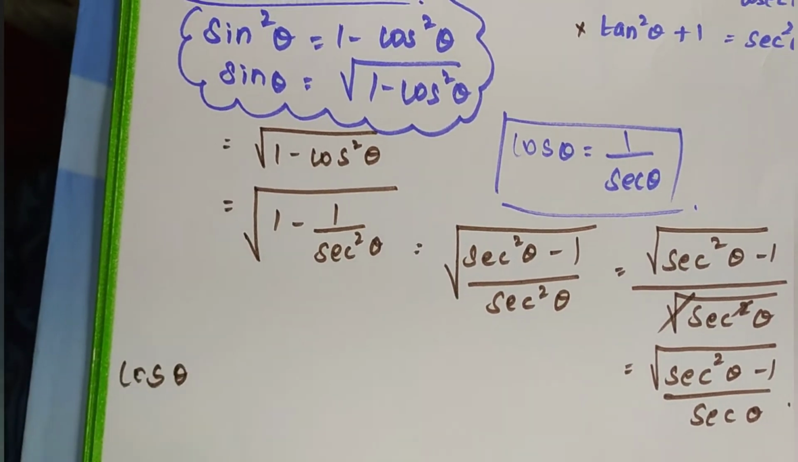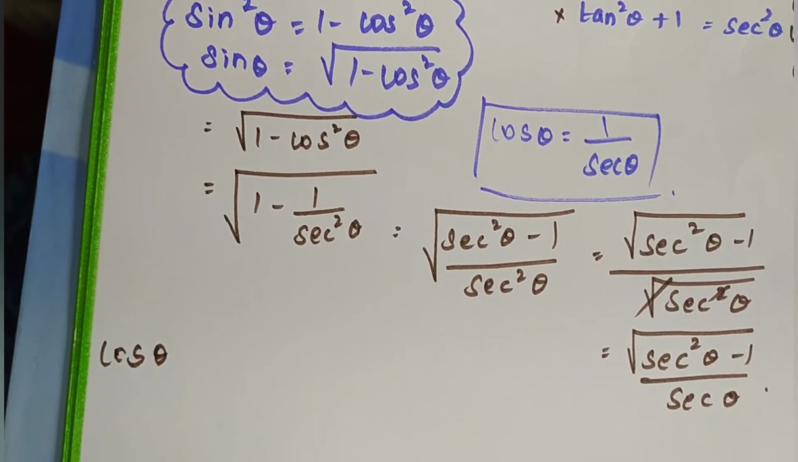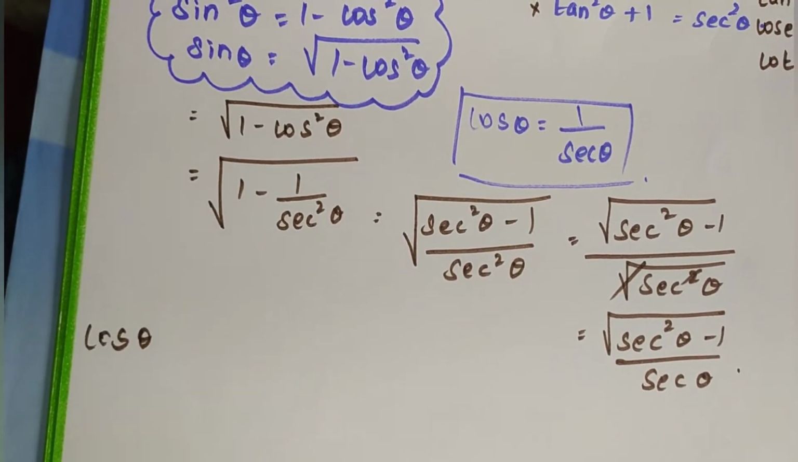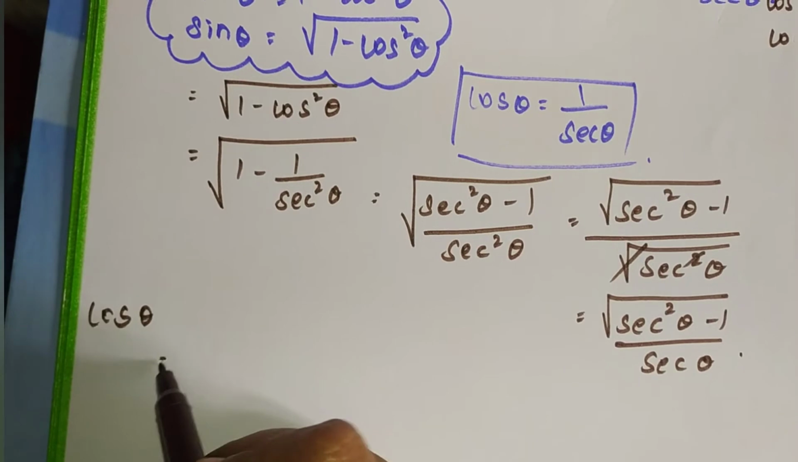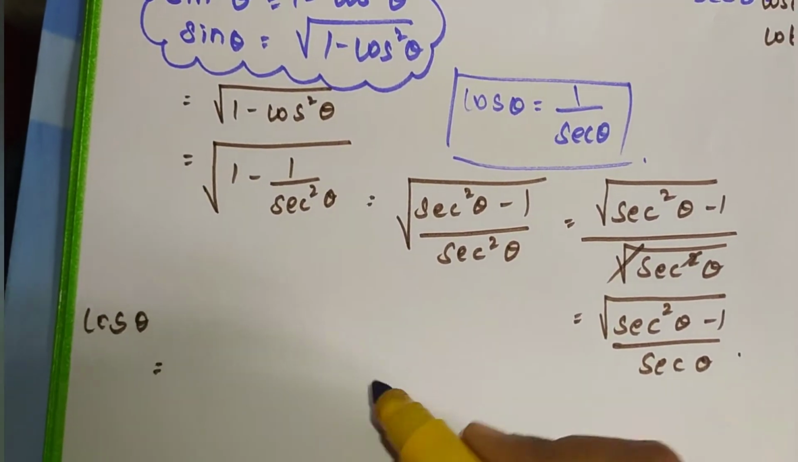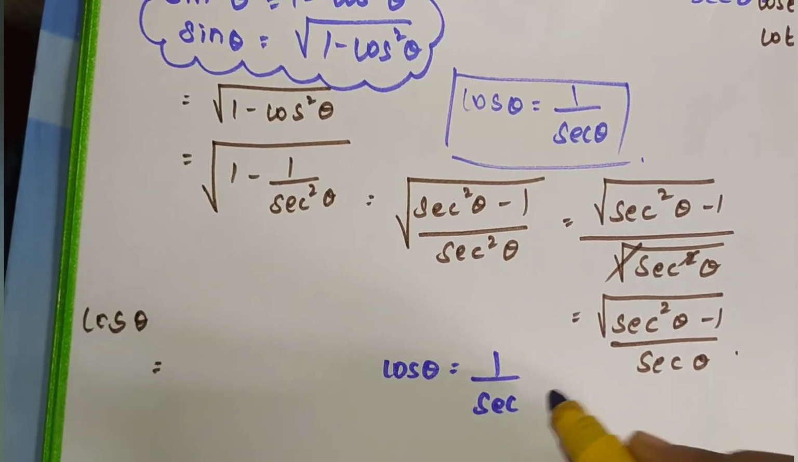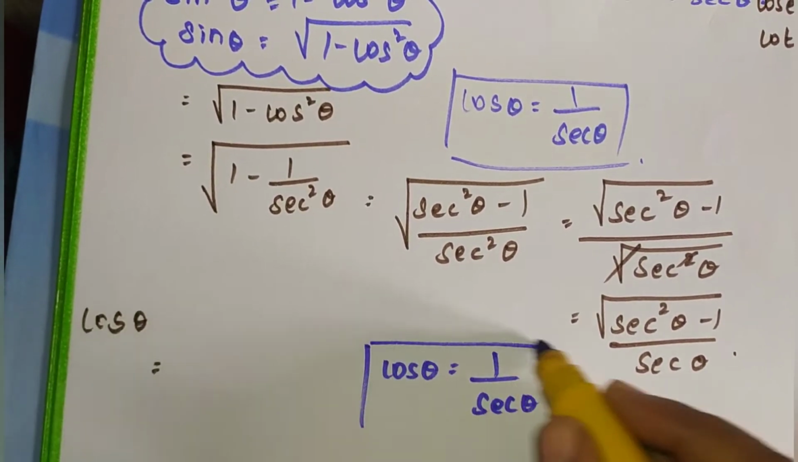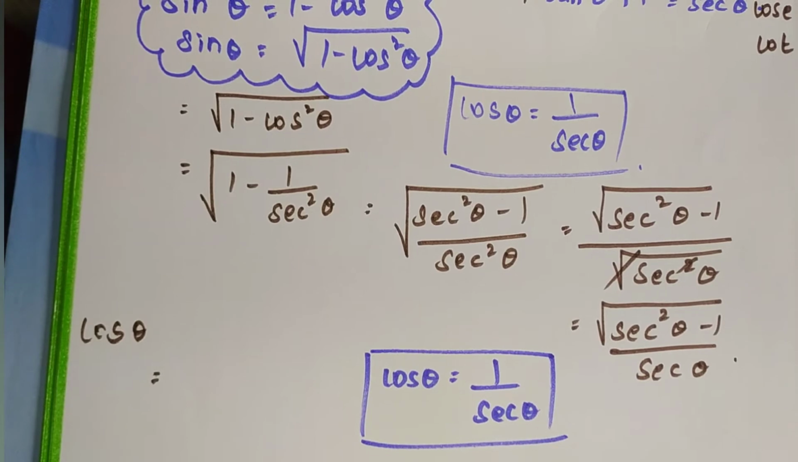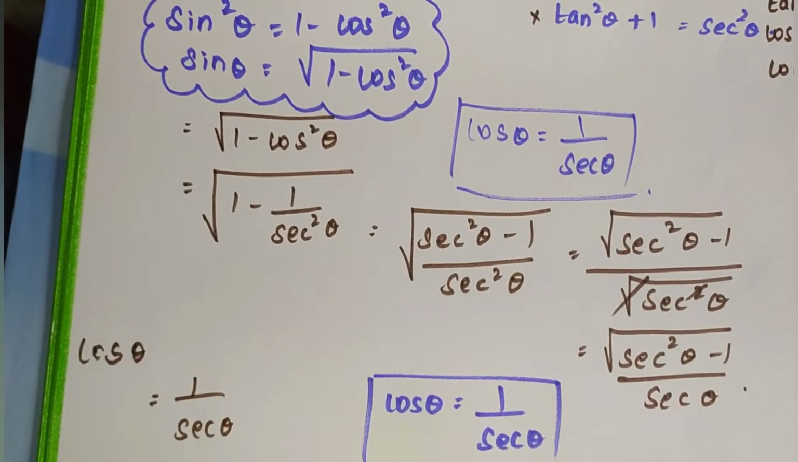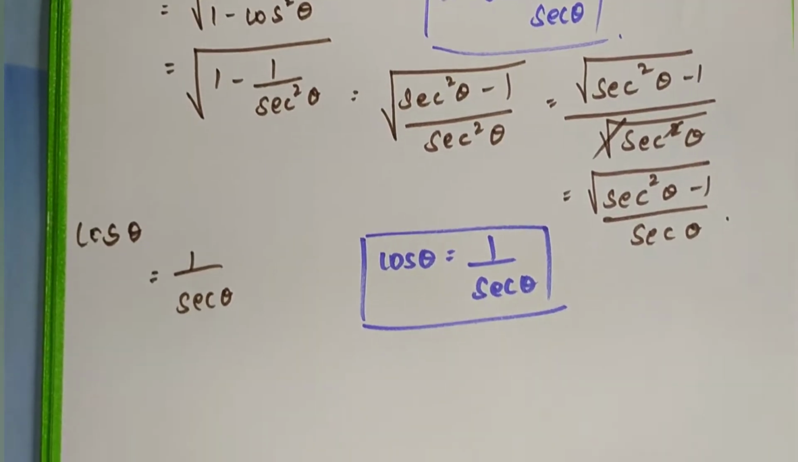Next I am going to take cos theta. In terms of secant it is very easy. What is the formula? Reciprocal formula. Cos theta is equal to 1 by secant theta. So straight away you can write 1 divided by secant theta. So I changed cos in terms of secant.